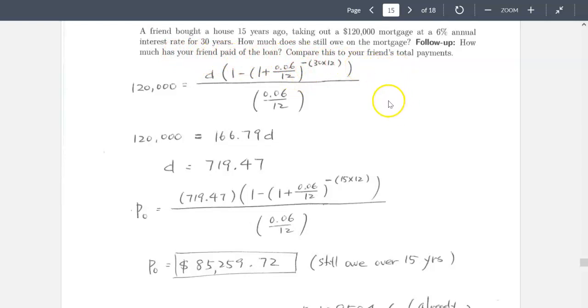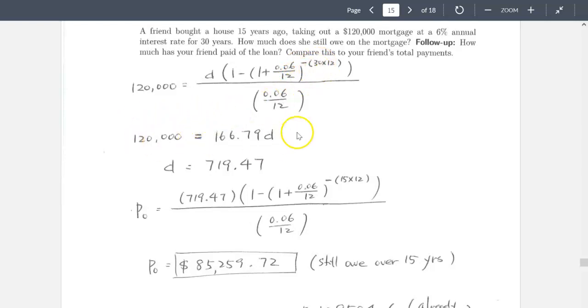All right, so let's take a look. We know this is the mortgage original amount. Again, just like the previous question, we need to figure out the monthly payment. Unfortunately, they didn't provide us that, so we need to figure out what D is. We have the 6% for the interest rate. It's a monthly payment, that's why it's 12. And this is the 30-year loan.